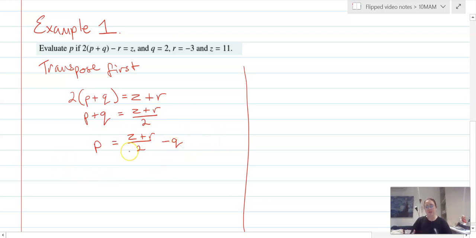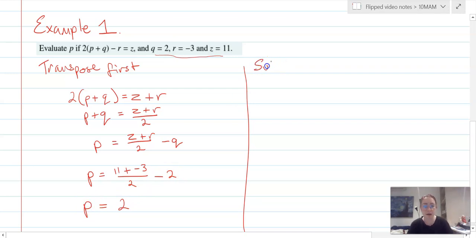Now that we've rearranged, we've transposed so that we've got an equation where p is the subject, we would substitute in our values up here. So we'd say p is going to be equal to (11 plus -3) over 2 minus 2. That's going to be 11 minus 3 is going to be 8, over 2 is 4, minus 2 is going to be 2. So we know here, in this case, p equals 2.